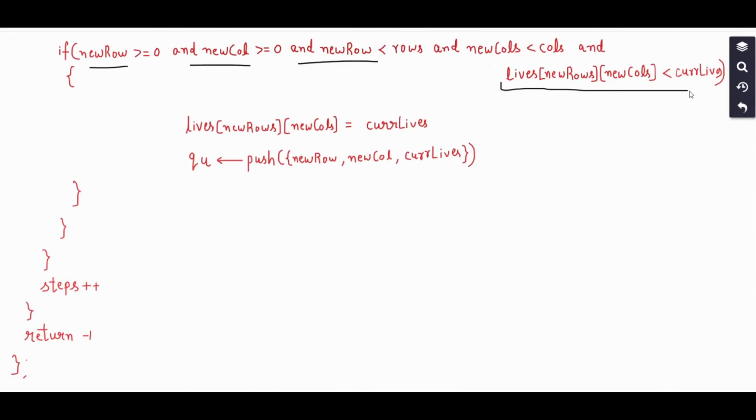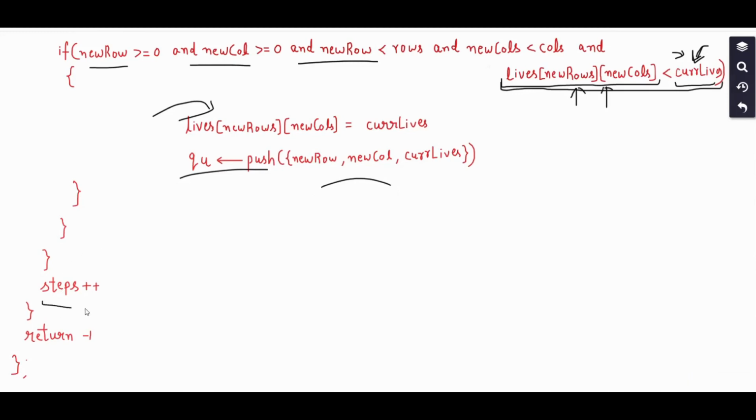And here we are checking the condition for the lives. If the current lives that we are having at the current cell are greater than the lives which are present in this lives array, or it simply states that if we take the path that we are currently taking, then we would have current lives remaining, and if along this path the lives remaining are greater than the lives that this array stores, then that means this path is more optimal than the path for which this lives array stores the current lives. Therefore, we update our lives array and we push the new cell into the queue.